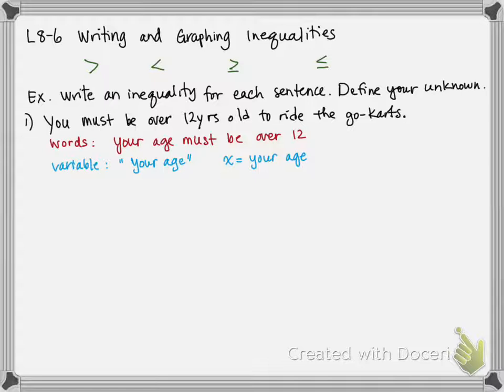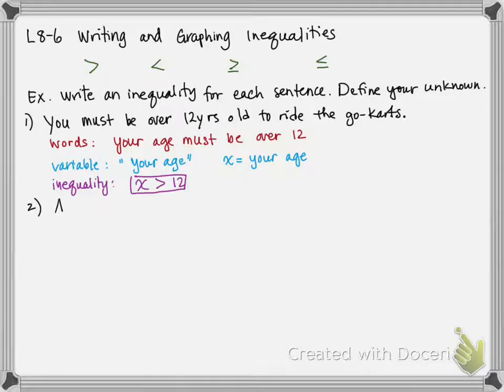Now we're going to go ahead and translate into an inequality. And that's going to be your age must be over 12. So that's got to be greater than. It doesn't say you can be 12, it says you have to be over 12. So that would be that inequality. Okay, let's try another one.